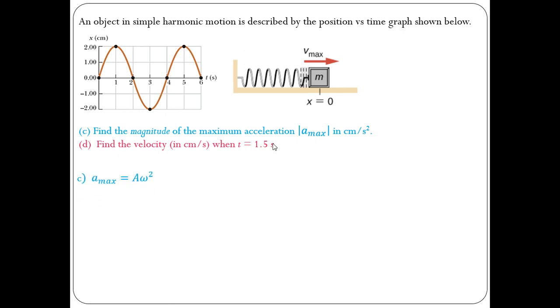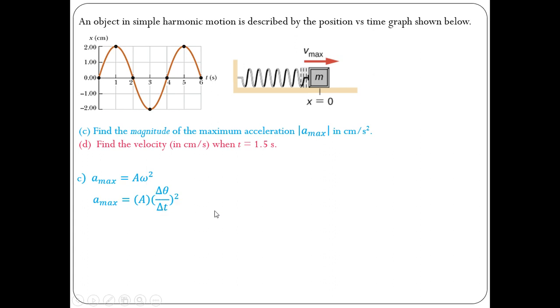We know that the maximum acceleration is given by this function a, aka amplitude, angular frequency square. We know both these values. Again, a from the graph is given as 2 centimeters. We can break down once again omega into angular displacement over change in time.